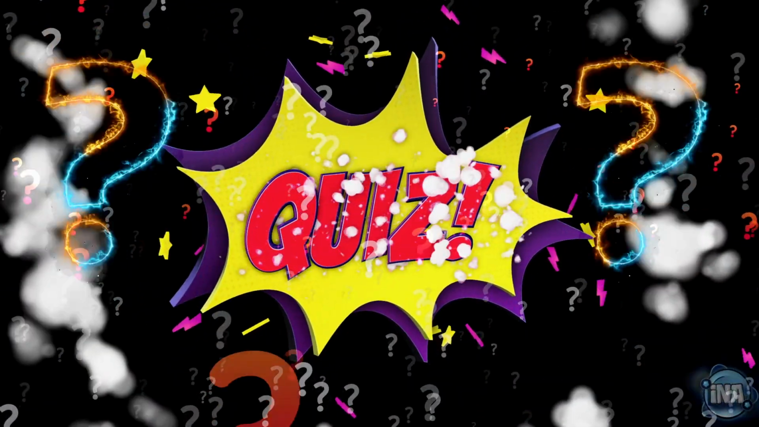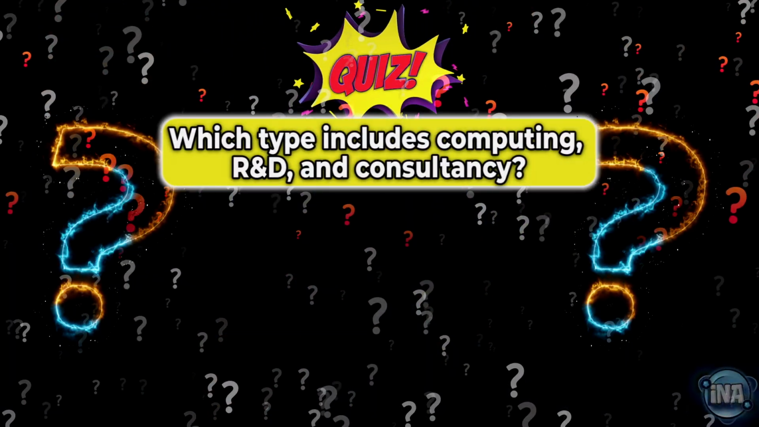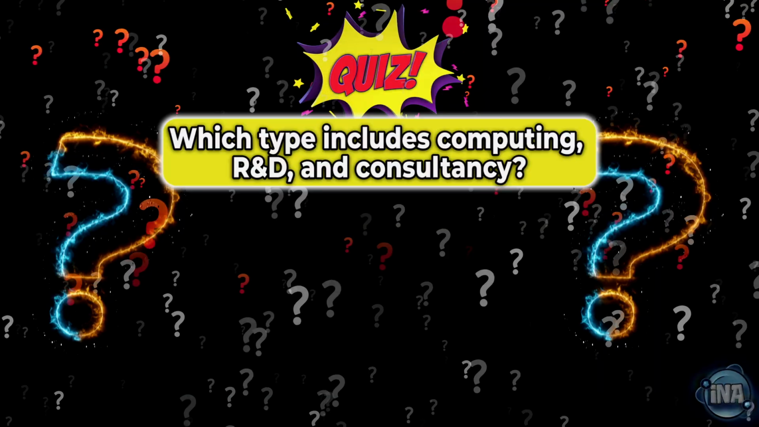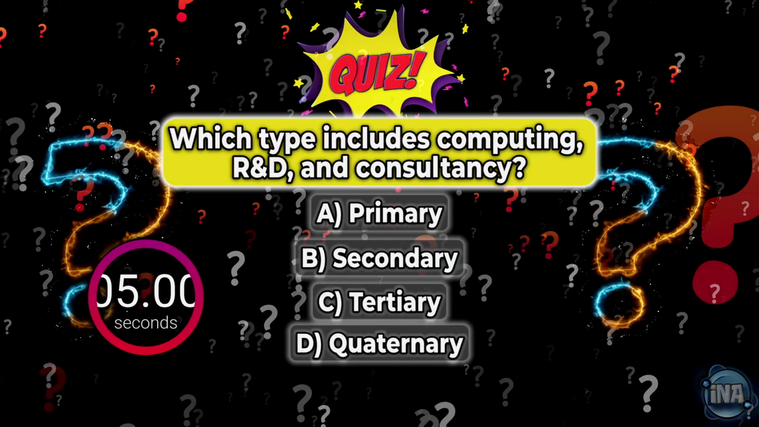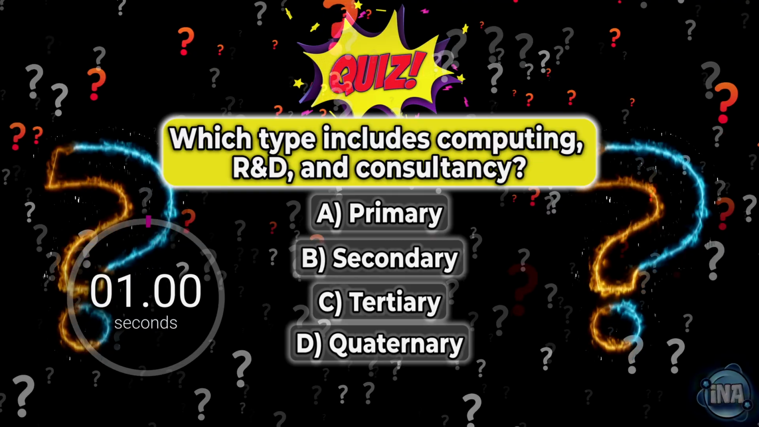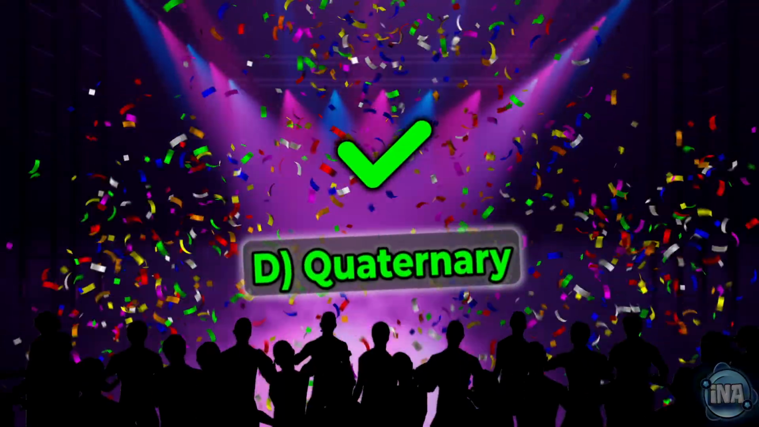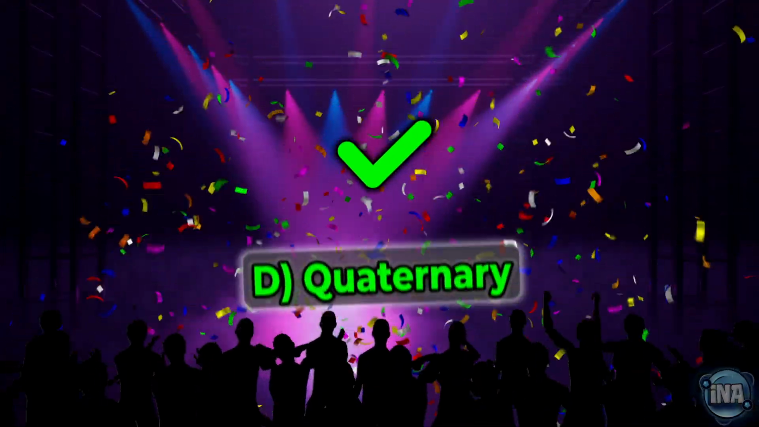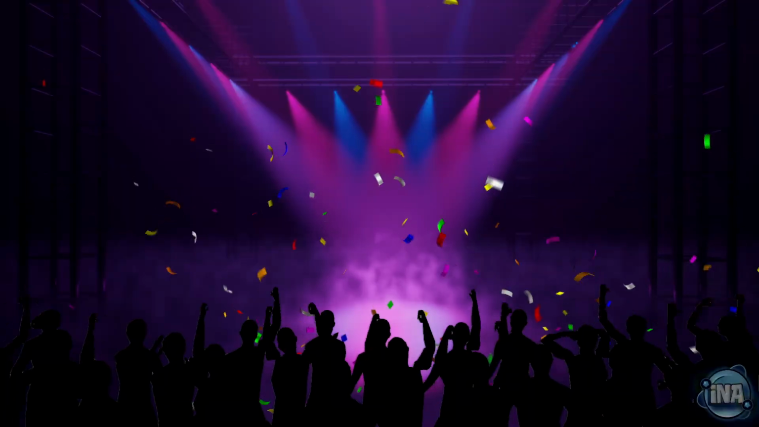Okay, second quiz. Which type of industry includes computing, research and development, and consultancy? The answer is D. Quaternary industry. That's the knowledge and high-tech sector.